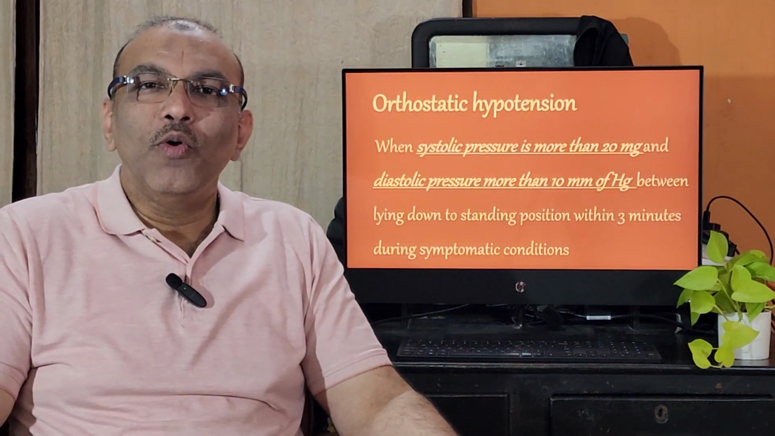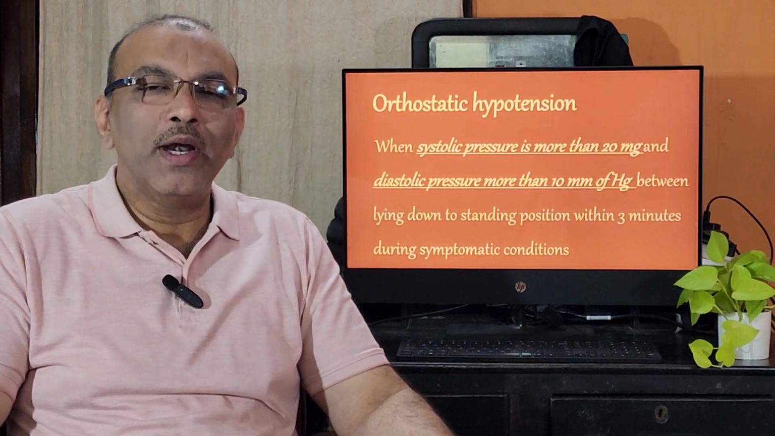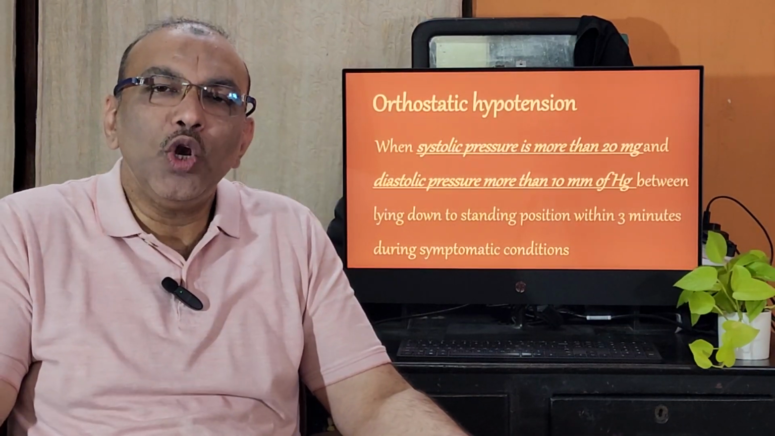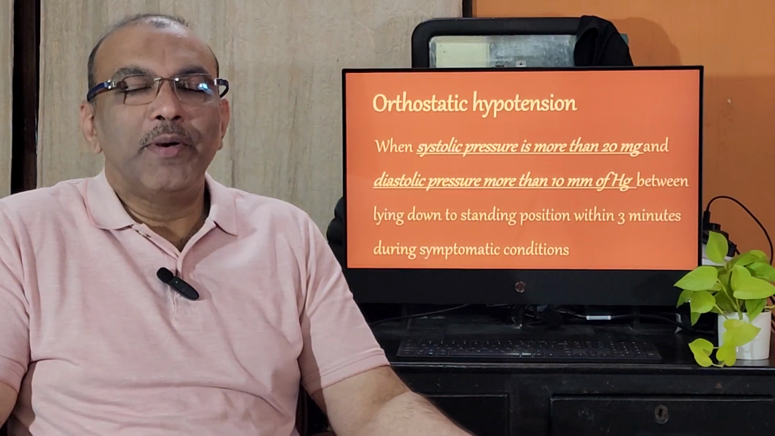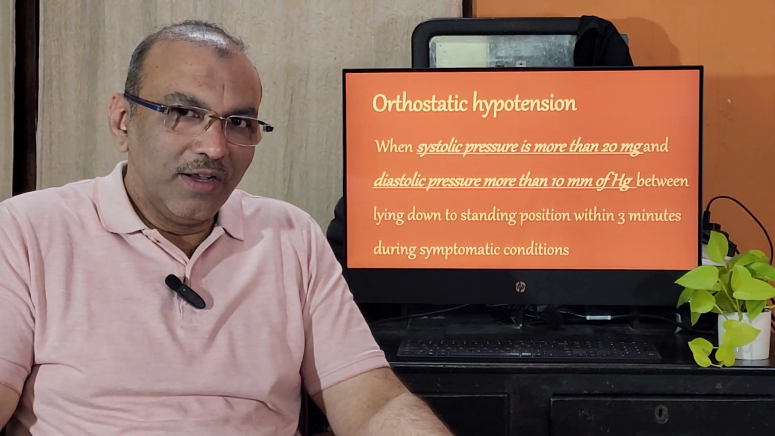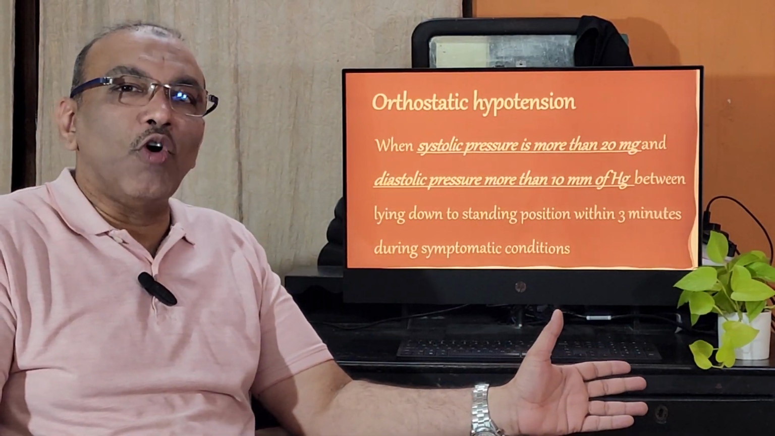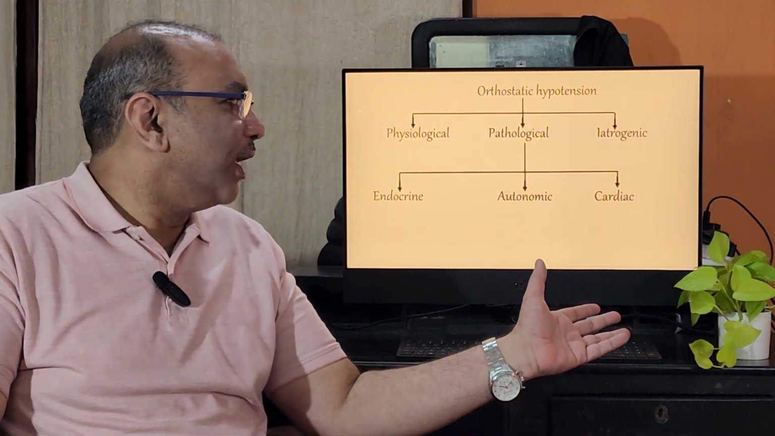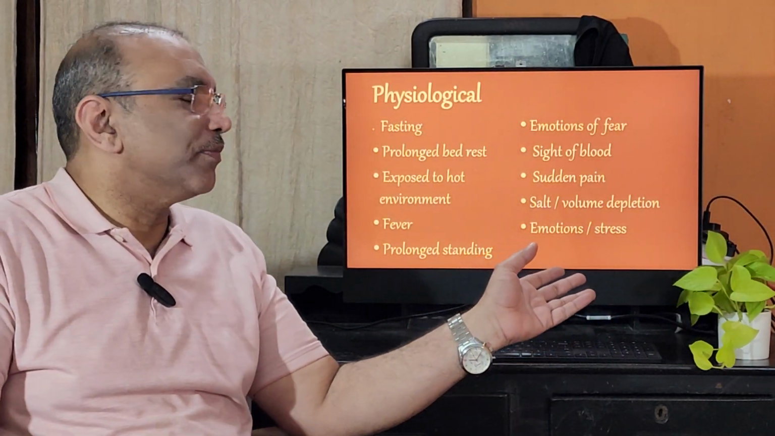Now, what are the causes for it? Let us divide it into two. One is physiological, one is pathological. Physiological, it can happen to any normal person, you or me, anyone. Pathological, he is a patient and that is permanent. Physiological, it is temporary. So first let us see the causes for physiological orthostatic hypotension.